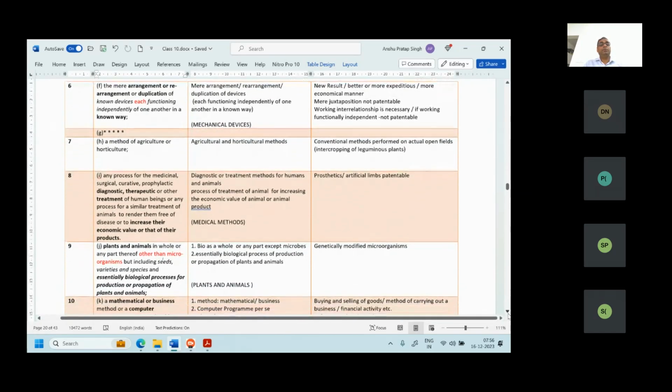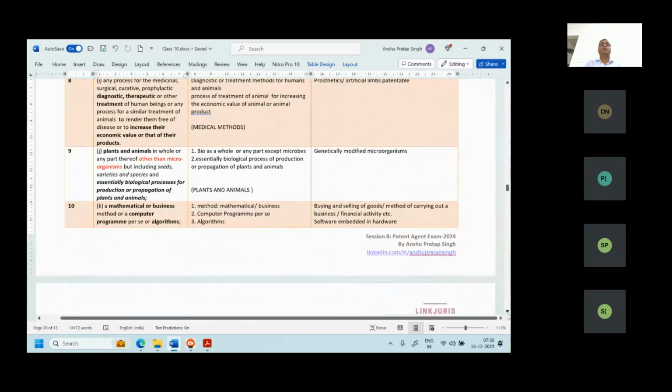Then comes plants and animals. No plant or animal or any life, or any part of it, can be patented except one, which is microbes. That means you can get a patent on bacteria, and you can get a patent on the production and propagation of fungi, because those are microbes and they are provided for here. But you cannot get it on plants and animals.